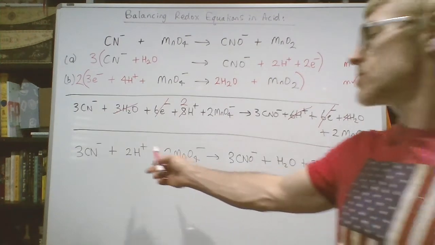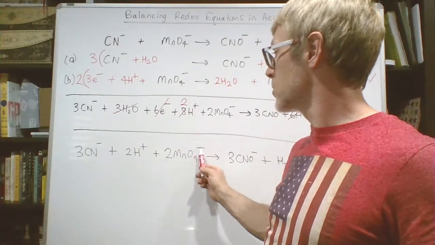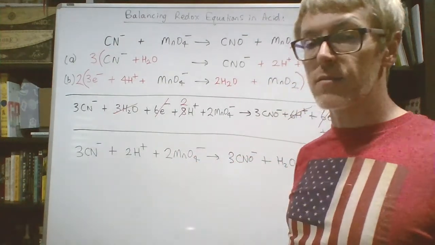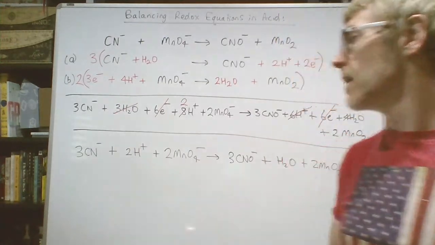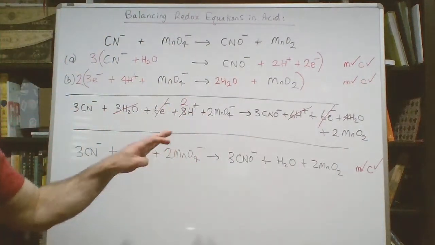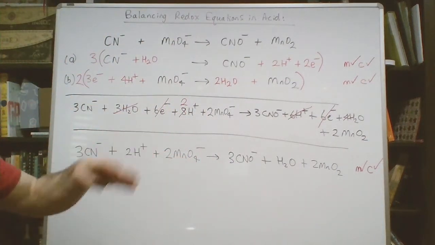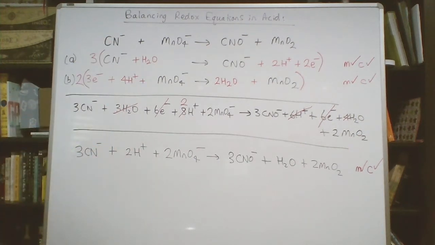Now my charge, I have 3 negative charges, plus an extra 2 negative charges, so I have 5 negative charges. But then I have 2 positives, so I have a net 3 negative charges, and that's matched with 3 negative charges. So I've reduced down as low as I can. I don't have electrons in the final answer. My mass is balanced, my charge is balanced. And this is how you would balance a redox equation in acid. I'll erase the board and we'll do an example in base.